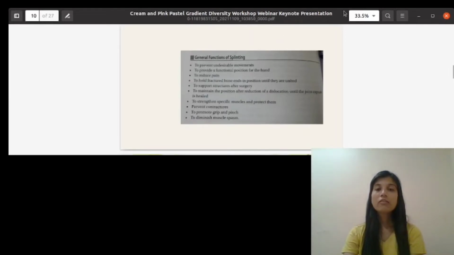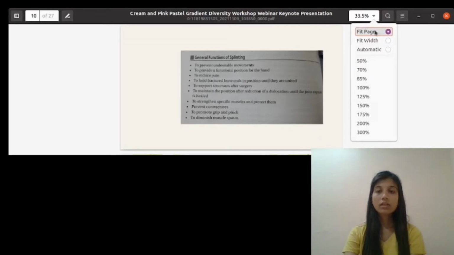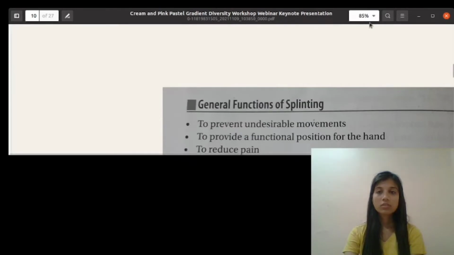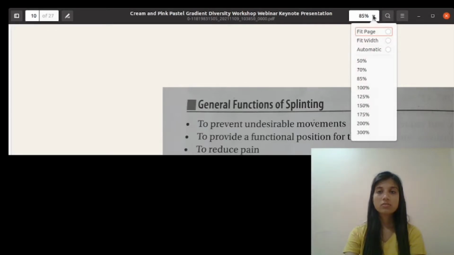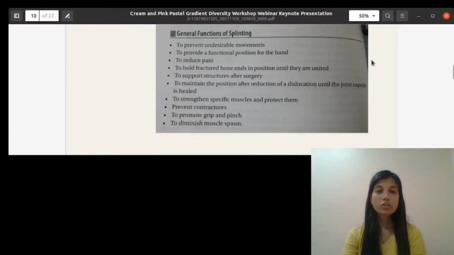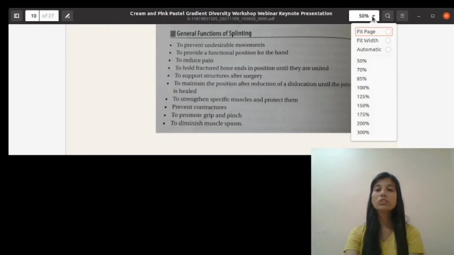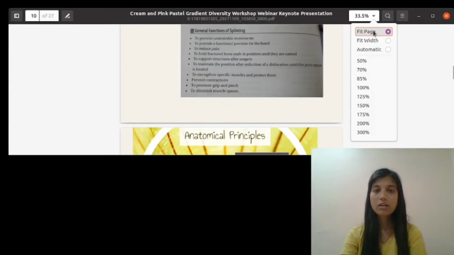So these are the general functions of splinting: to prevent undesirable movements, to provide a functional position for the hand, to reduce pain, to hold fractured bone ends in position until they are united, to support structures after surgery, to maintain the position after reduction of a dislocation until the joint capsule is healed, to strengthen specific muscles and protect them, prevent contracture, to promote grip and pinch, and to diminish muscle spasm.